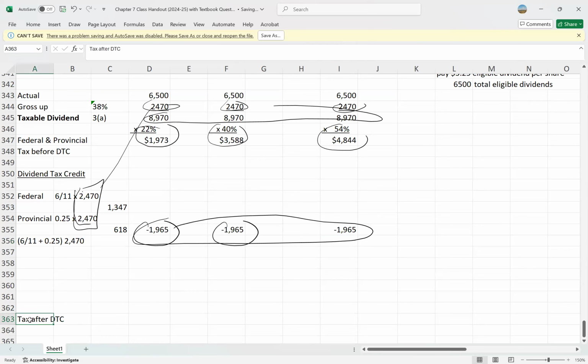And then we get to the tax after the dividend tax credit. So for the first sister, she's going to pay very little tax because of the dividend tax credit and because she had a low tax rate to begin with. So these are the tax amounts that each sister will have to pay, and then we'll figure out how much they will have after tax.